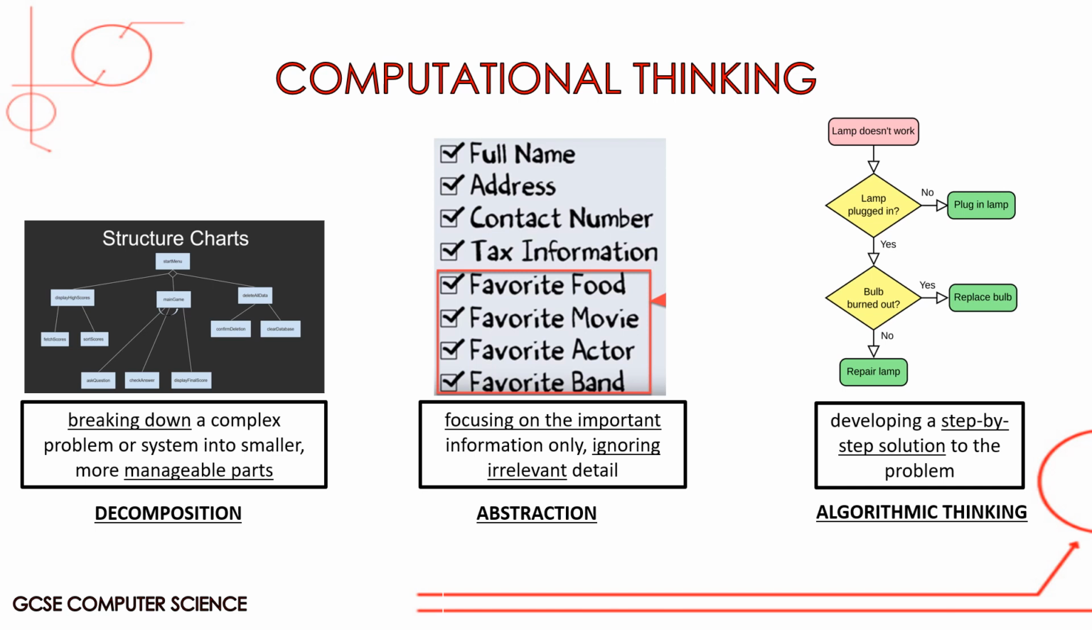Decomposition is when we break down a complex problem or system into smaller, more manageable parts. An example of this is when we use a structure diagram to help develop a program. Abstraction is when we focus on the important information and ignore the irrelevant details. And algorithmic thinking is when we develop a step-by-step solution to the problem.